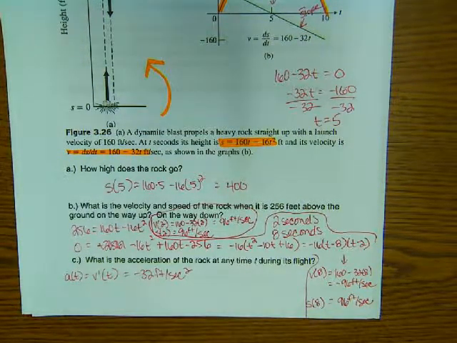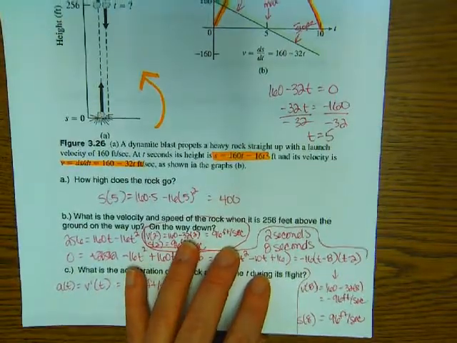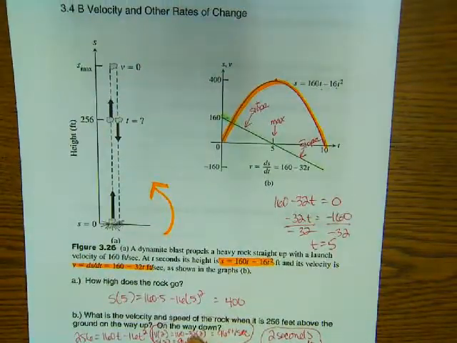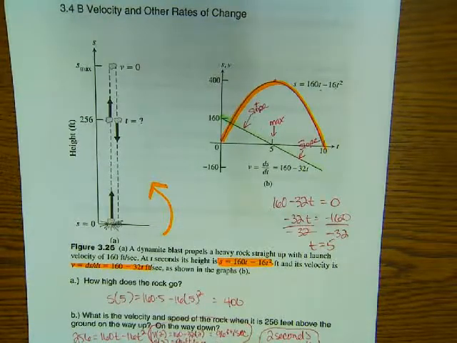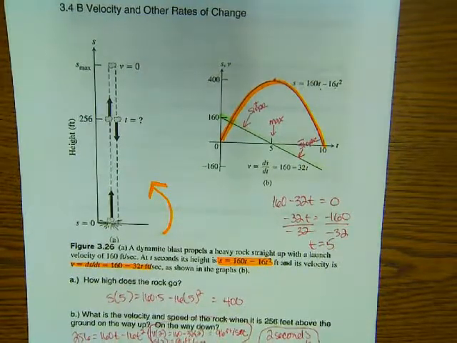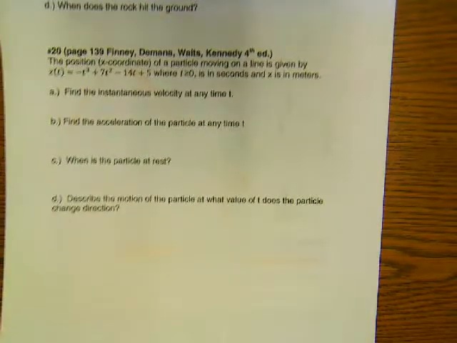Let's look on the back. Oh, when does the rock hit the ground? We would find when it's 0, right? You can see from the graph it's 10 seconds. So it's when S of t equals 0, 10 seconds.